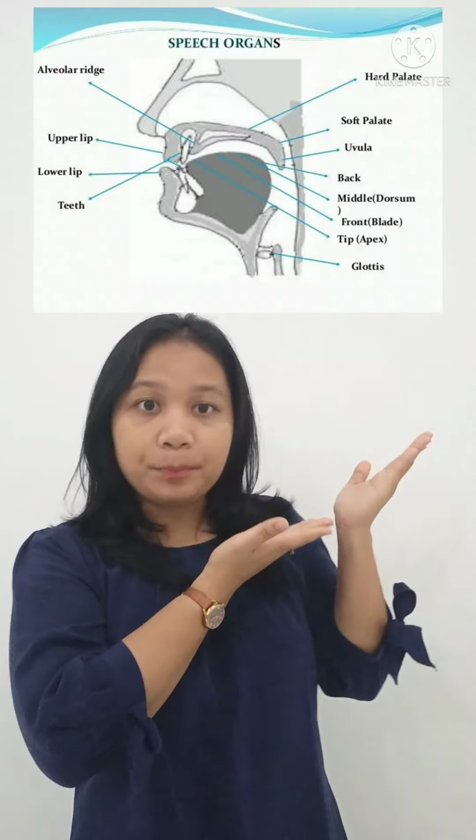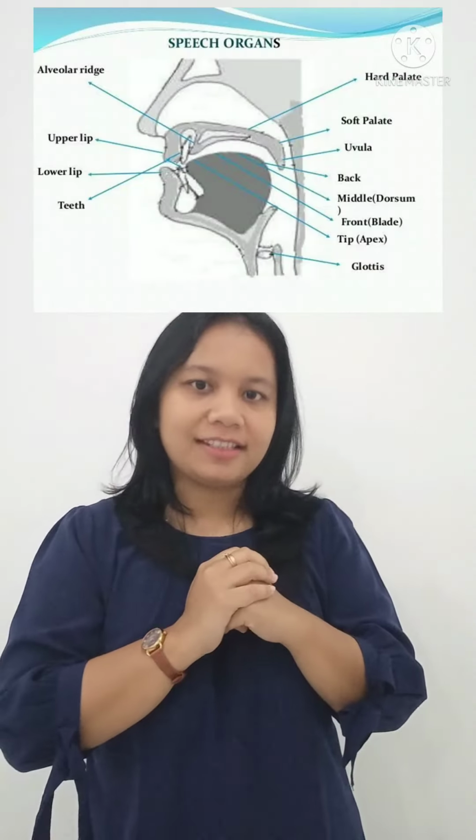First of all, I'm going to explain about the organs of speech. When we speak, we use our vocal tract to produce sounds or phones. Before examining the sounds we make in English, it is necessary to understand what these organs are and how they are used. This is the picture of the organs.